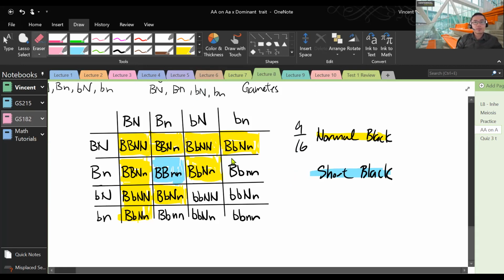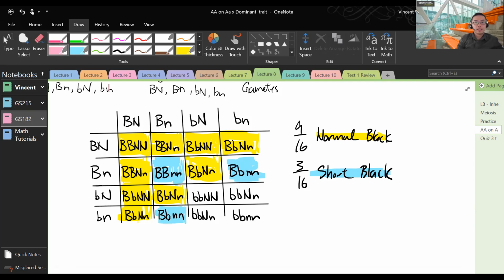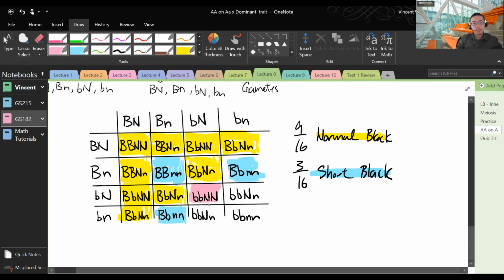Yeah, Sierra says 3, that is correct. There is the short black. There's another short black right here. Okay, so 3 out of 16 is short black. Okay, we can color another one. This one would be normal brown, and normal brown again. So 3 out of 16 is normal brown.